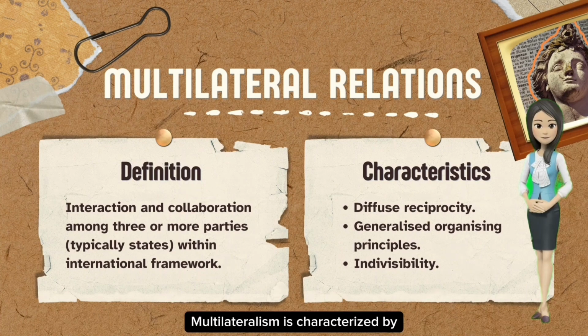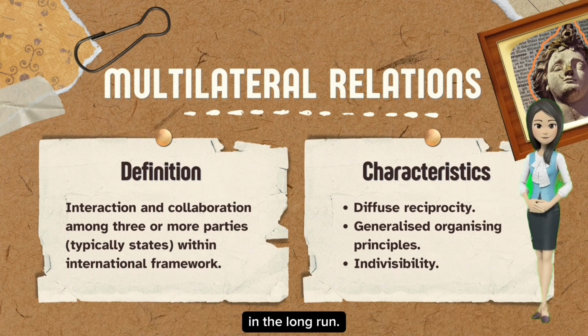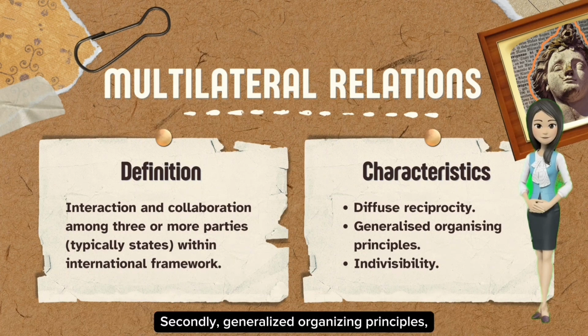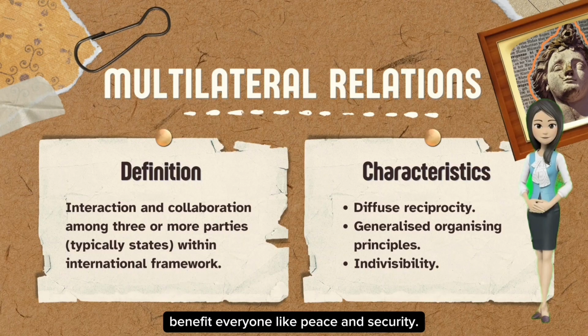Multilateralism is characterized by first, diffuse reciprocity, which means countries work together expecting that their cooperation will benefit everyone in the long run. Secondly, generalized organizing principles, which means multilateralism opposes discrimination and privileged bilateral deals, aiming for equality and fairness. Thirdly, indivisibility. It focuses on global public goods that benefit everyone like peace and security.